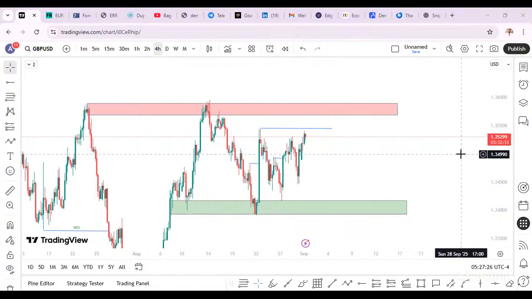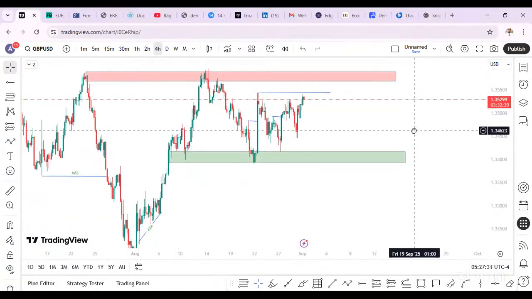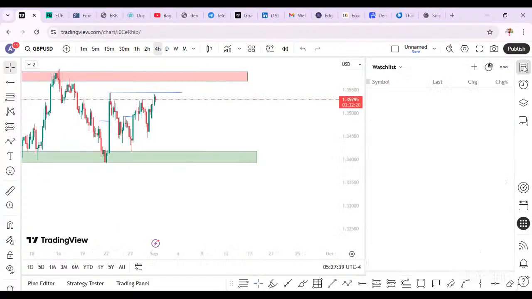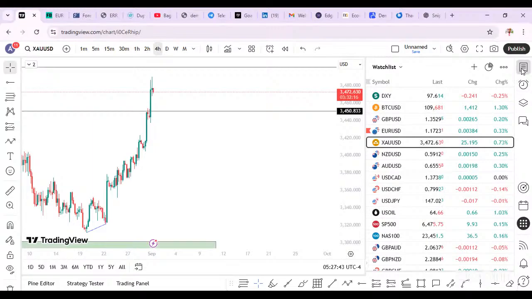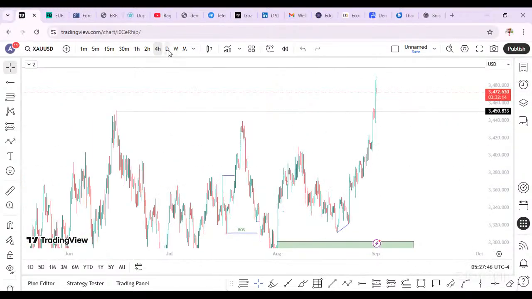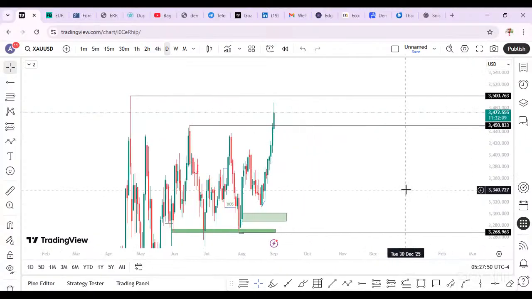So that is my take on GBP USD and Euro USD. So let's look at gold. Gold has done well. So gold has done well.